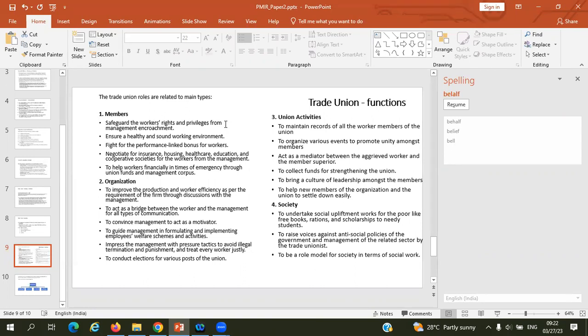Anything due to members. And there are some functions for the organization. To convince management, to act as a motivator, to act as a bridge between the worker and the management. So how is the trade union helping or working for the organization? Organization means whatever organization the trade union is created in. So all these issues from the employees, ultimately the union is taking to the organization.